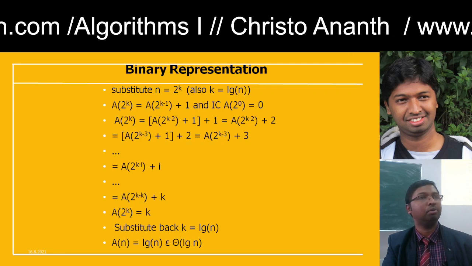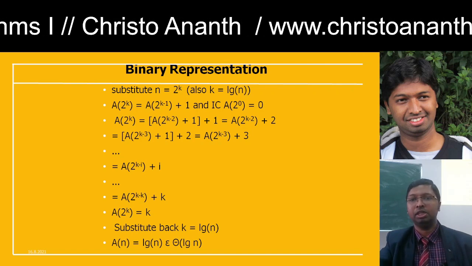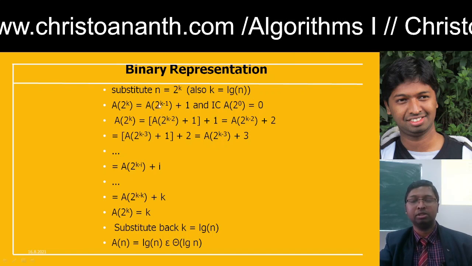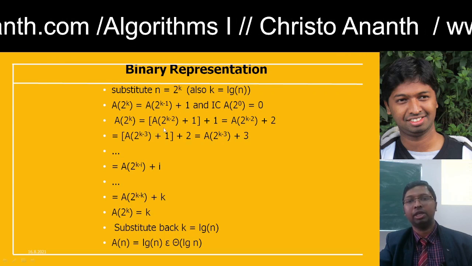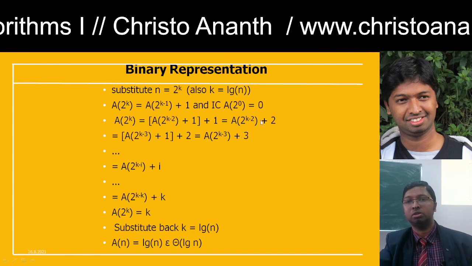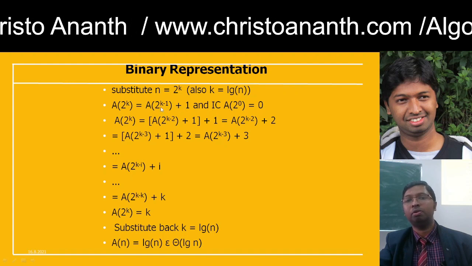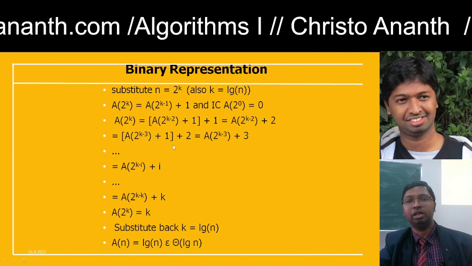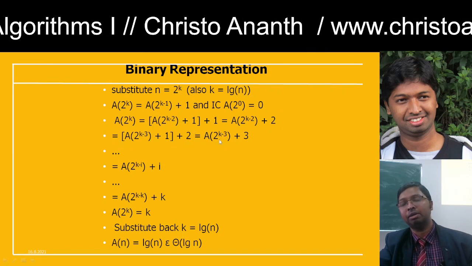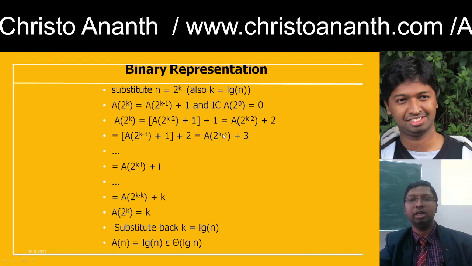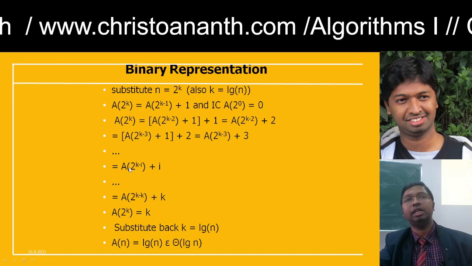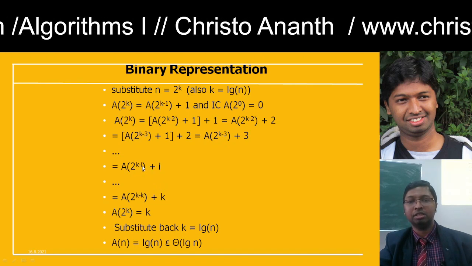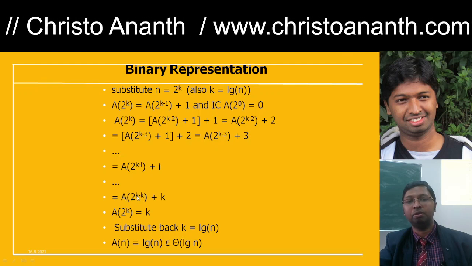So a of 2 power k equal to a of 2 power k minus 1 plus 1. For the initial condition, a of 2 power 0 equal to 0. Okay. Here a of 2 power k is equal to, once again you iterate, a of 2 power k minus 2 plus 1 plus 1. So here instead of a of 2 power k minus 1, you have a of 2 power k minus 2 plus 2. Similarly, if you iterate, you have a of 2 power k minus 3 plus 3. So simply we can say, a of 2 power k minus i plus i. Let us take the case i equal to k. So maybe a of 2 power k minus k.